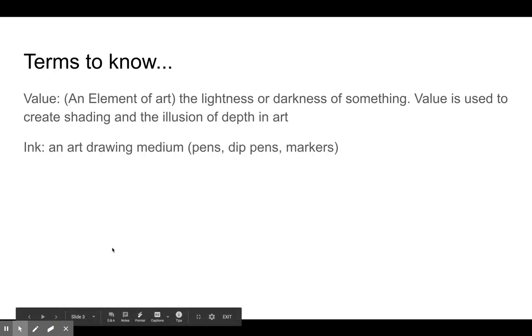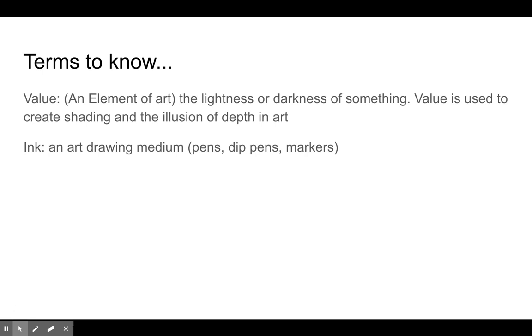Okay, so we should know what value is. It is an element of art, the lightness or darkness of something, and value is used to create shading and the illusion of depth in art, and that is the main way that we use it in our artwork. So we're going to be using ink to create value, and ink is just one of the many different art mediums that we can use in drawings.